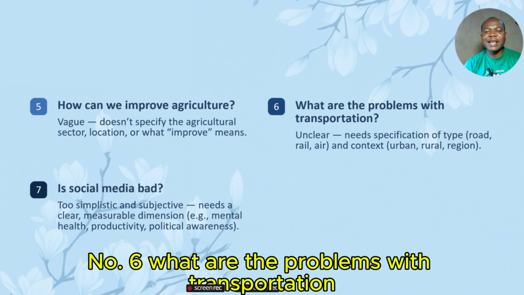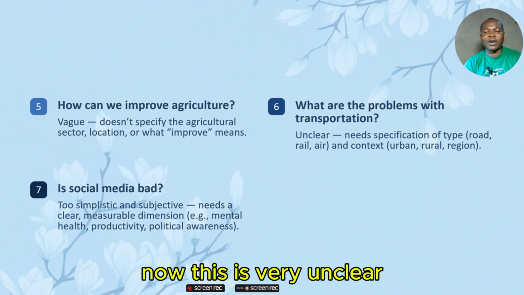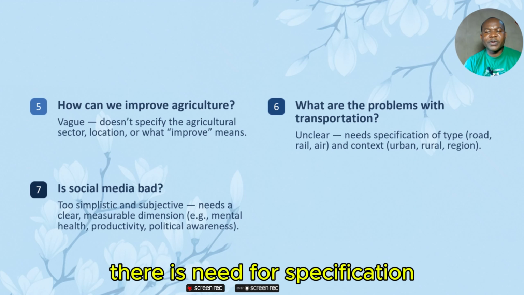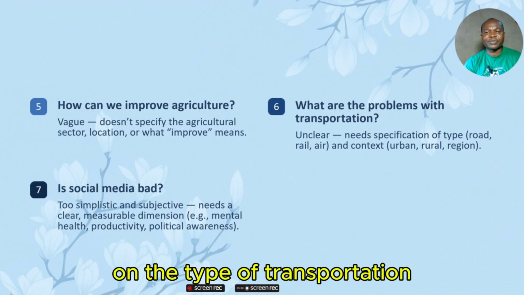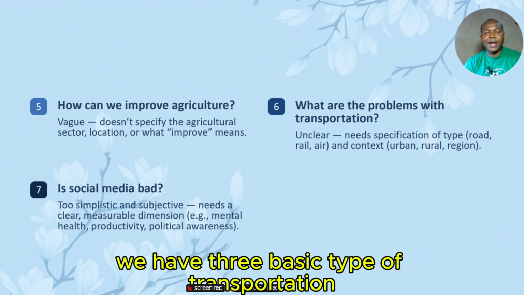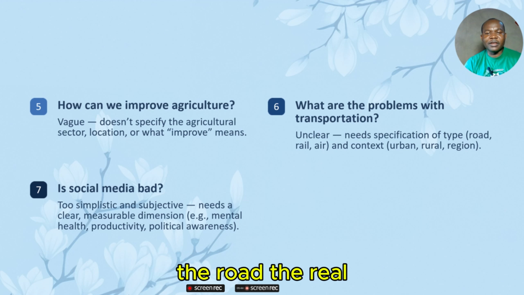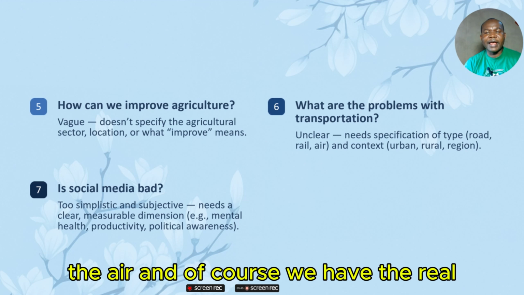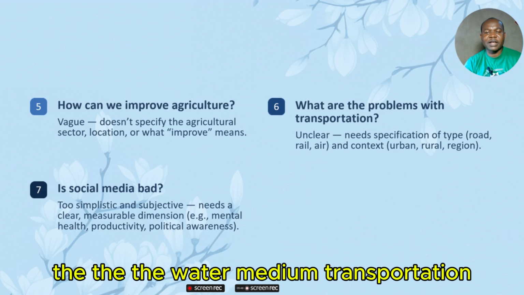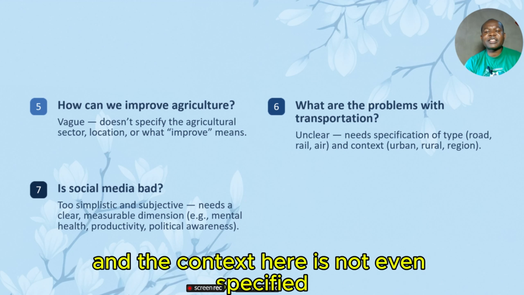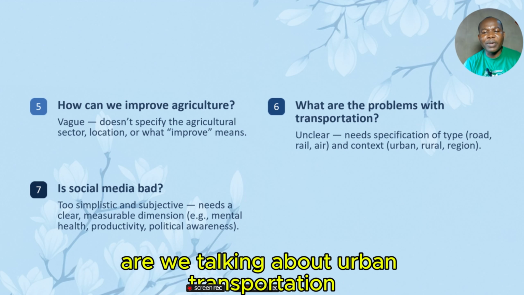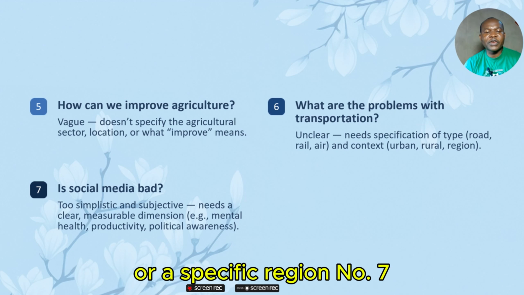Number six, what are the problems with transportation? Now, this is very unclear. There is need for specification on the type of transportation. We have three basic types of transportation: the road, the rail, the air, and of course we have the water medium transportation. And the context here is not even specified. Are we talking about urban transportation, rural, or specific region?